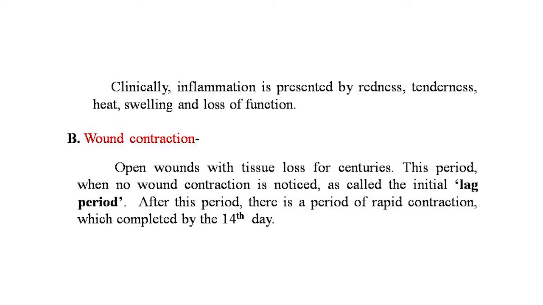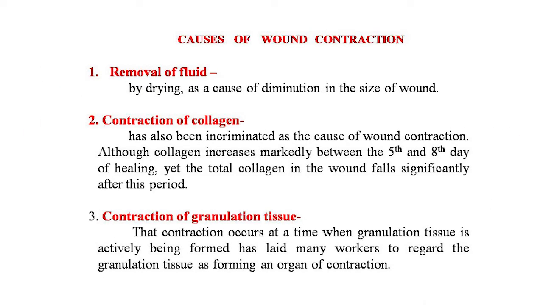Now, the next point is the causes of wound contraction, that is the removal of the fluid, contraction of the collagen, contraction of the granulation tissues. First, the removal of the fluid by drying has been suggested as the cause of the diminution in the size of the wound, but this has not been substantiated, as the water content of the central wound tissues at the beginning of the wound contraction has not changed significantly compared to the end of the contraction.